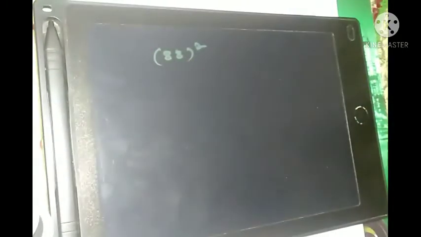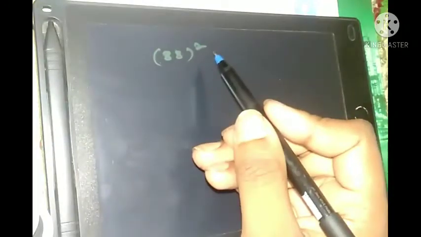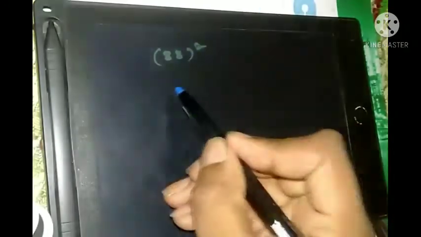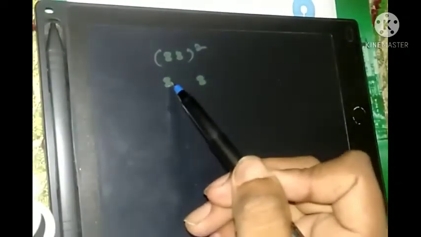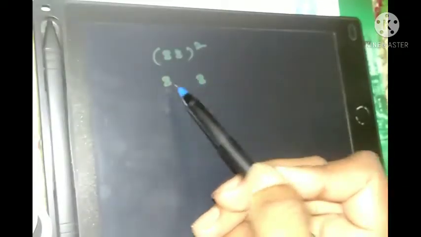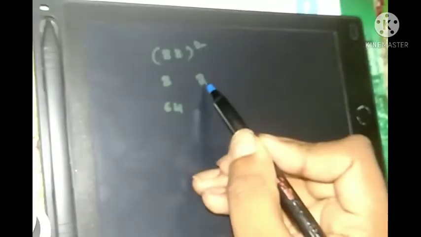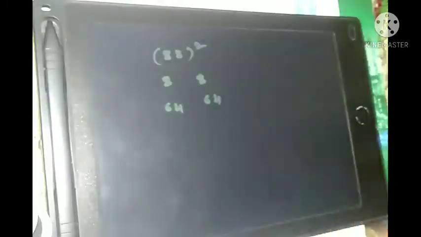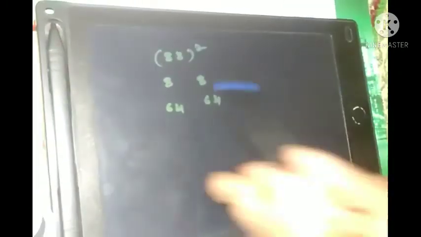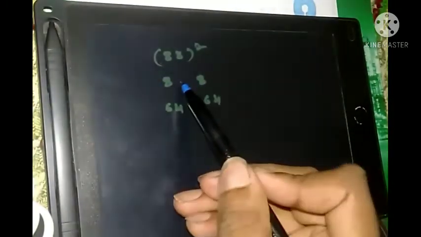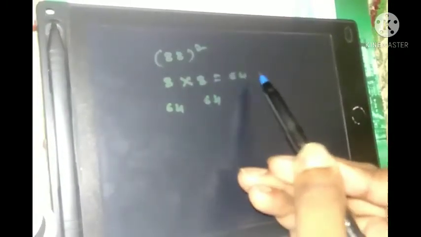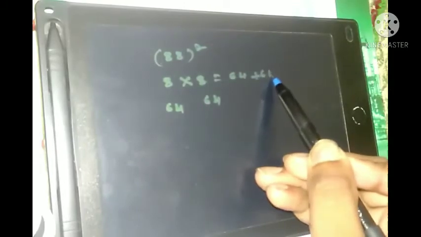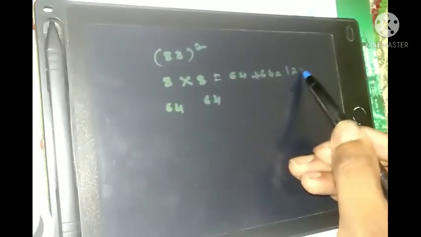We write down, as given, 88 whole square. We have to find the value of 88 square. We write down 8 and 8. What is 8 square? We know the table, 8 square is 64. And this 8 square is also 64. Now we have to find 8 into 8, which is 64, and double this, we get 128.